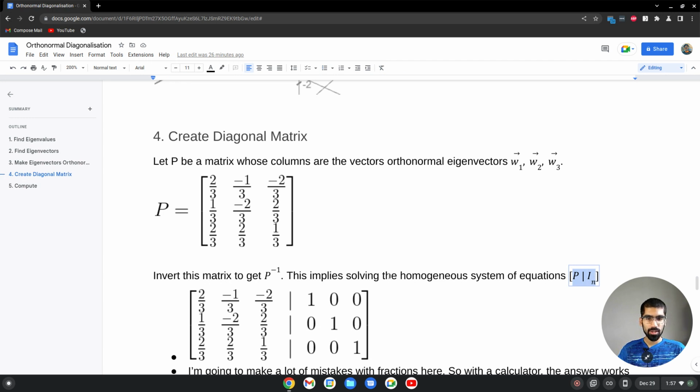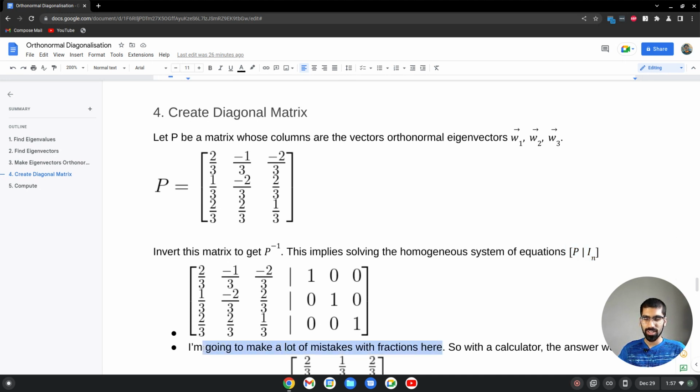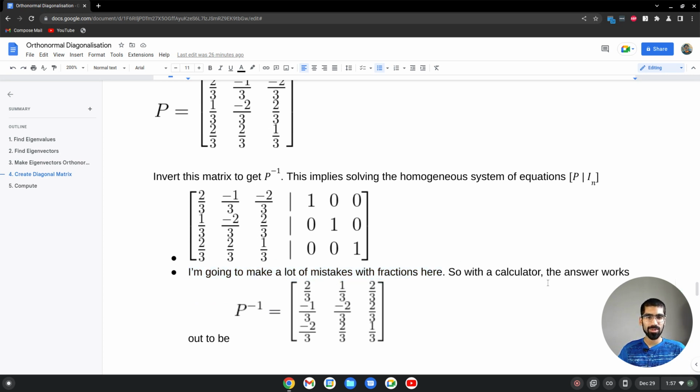The way that I always remember how we solve for this system of equations is that I think, okay, we have P, we have to multiply it by something to get I_n, so that the something we're solving for is P inverse. So P times something is going to get us to I_n, and that always helps me set up the system correctly. Anyways, there are so many fractions here that I tried several times to do this by hand. I failed. So we had a calculator and it told us that P inverse was this matrix.